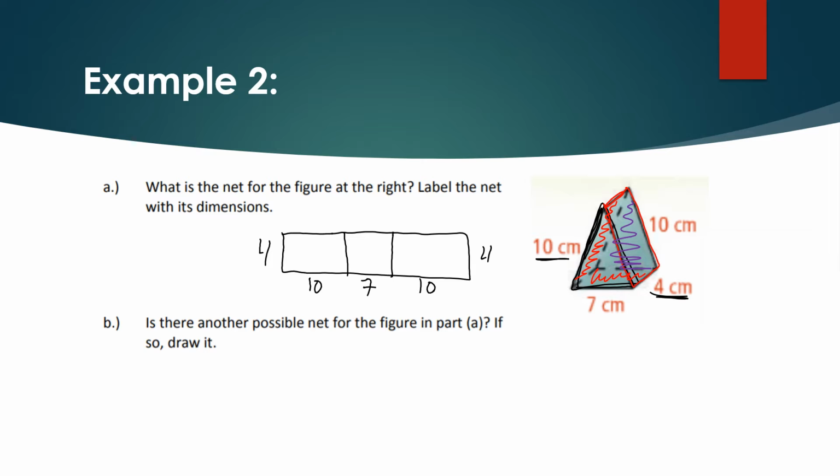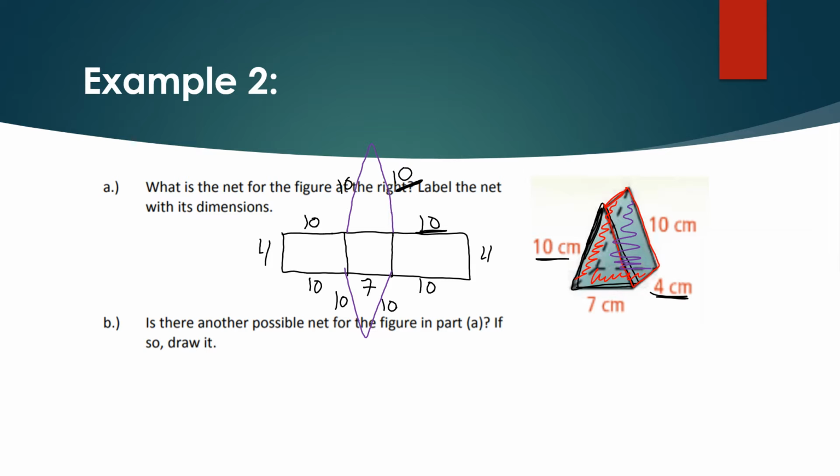Now I need to draw the two triangles. So I can draw them coming out of the middle like this. These are going to have length 10 and 10. So this would be my net. Notice how the length 10 lines up with the length 10. That way they should meet at the top. If we were to fold this, we should definitely get the figure at the right.